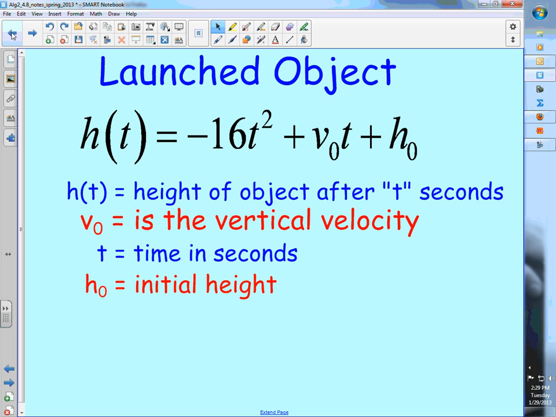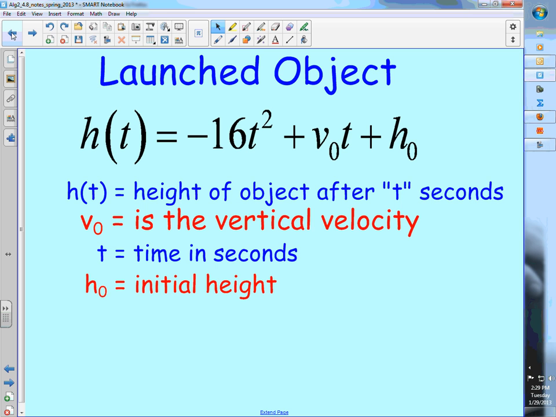Here are the components. Vertical velocity only. Still starting height. Still gravitation, we're working in feet. If you see a negative 4.9, you must be working in meters per second. So everything will be changed to meters, and they'll tell you that. This is the height. This is the time. This is the initial speed, and this is where it starts from. If they're hitting a baseball, the starting height might be 3 feet. If you're throwing a football, the starting height might be 7 feet.